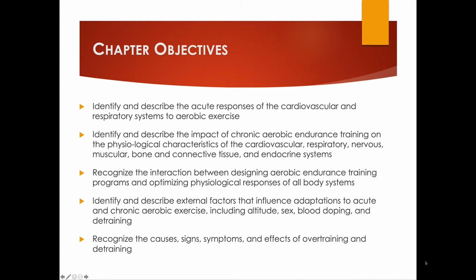Identify and describe the impact of chronic aerobic endurance training on the physiological characteristics of the cardiovascular, respiratory, nervous, muscle, bone, connective tissues, as well as the endocrine systems. Recognize the interaction between designing aerobic endurance training and optimizing physiological responses of all body systems. Identify and describe the external factors that influence adaptations to acute and chronic aerobic exercise. And recognize the cause, signs, symptoms, and effects of overtraining and detraining.